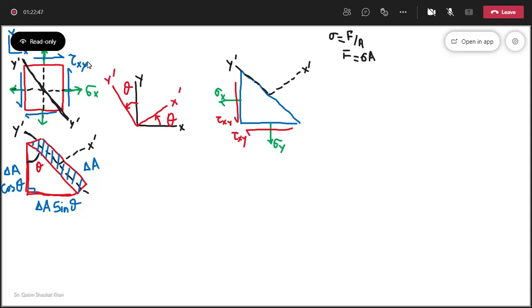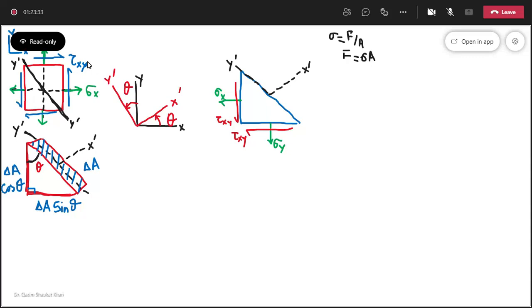You have the stresses. Now to convert these stresses into forces, I need to multiply them with the area. As we know, the component of the cross-sectional area about the y-axis is delta A cos theta. The component of the area along this axis is delta A sin theta. So I will multiply these two stresses with delta A sin theta and this stress with delta A cos theta to convert these normal and shear stresses into normal and shear forces.